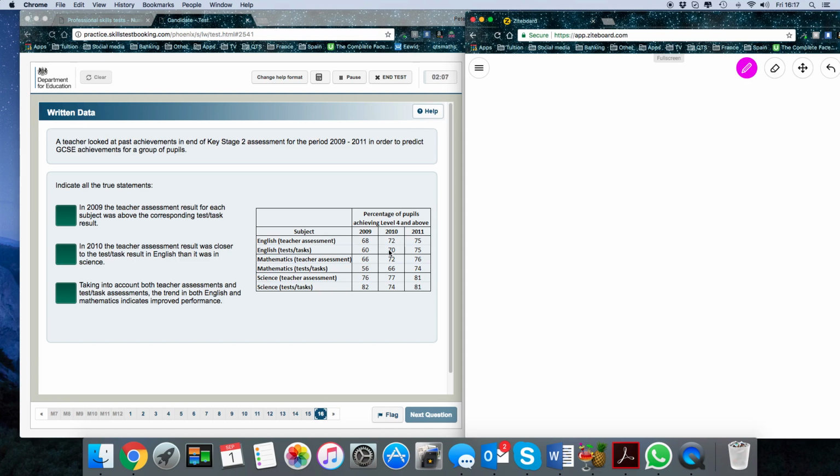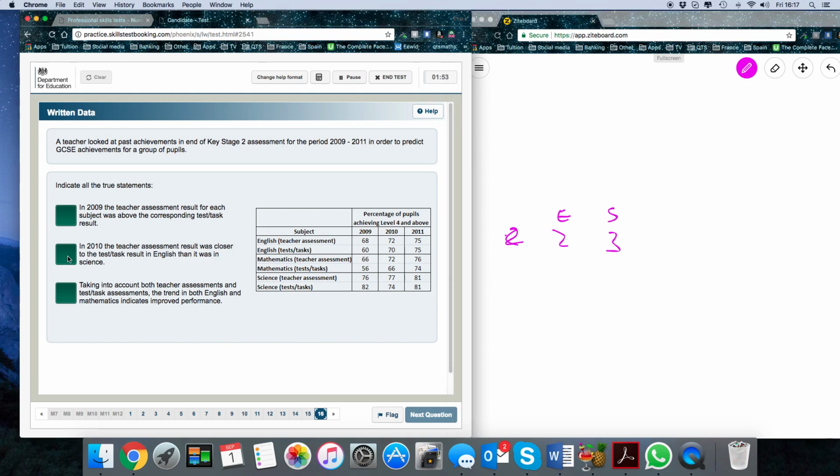Second statement, in 2010, the teacher assessment was closer to the result in English than it was in science. So in English, there was a difference of 2. In science, there was a difference of 3. So was that closer in English than science? Yes, it was. So that's a true statement.